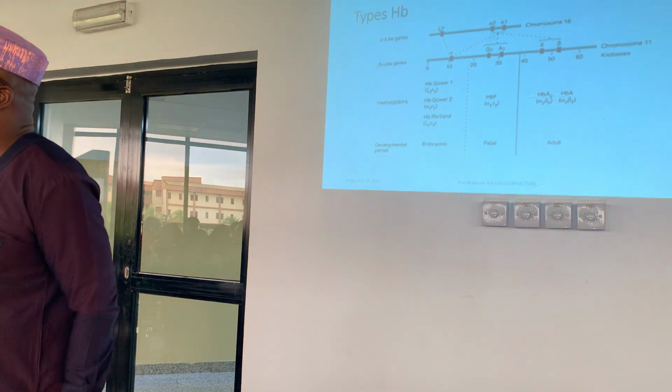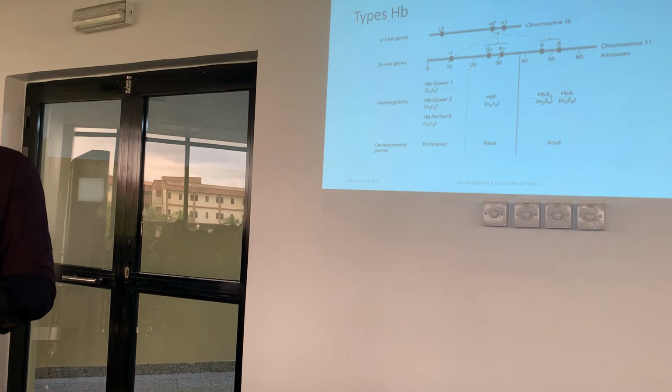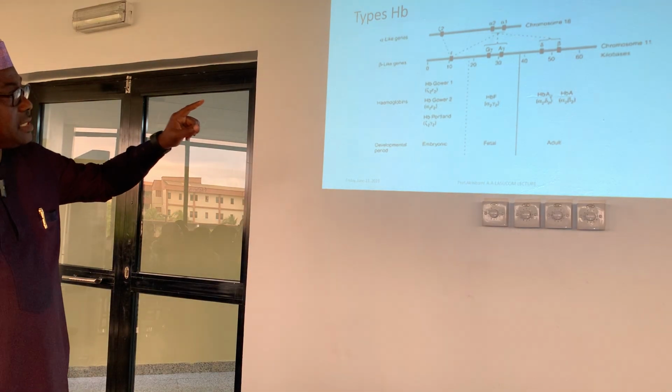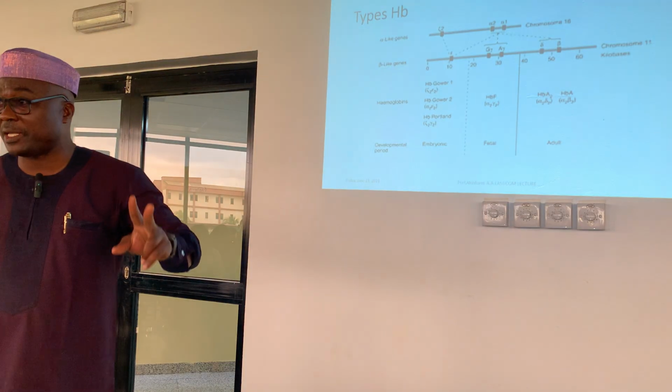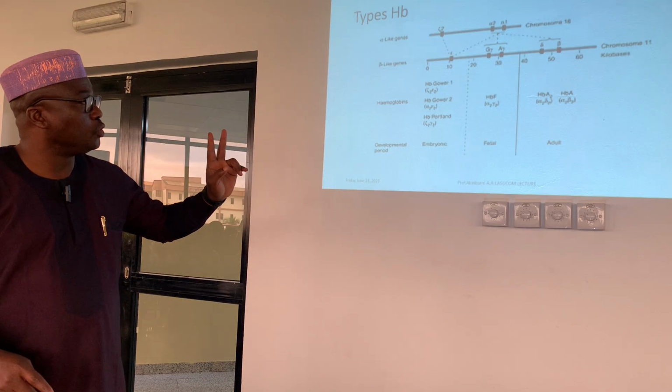They are called Gower 1, Gower 2, and Portland. If you look at it again, it's a combination of either alpha or alpha-like and beta or beta-like. It cannot be alpha and alpha or alpha-like. You understand what I'm trying to say? It cannot be alpha and zeta. Like Gower 1 is zeta 2 and epsilon 2, it always appears in pairs.